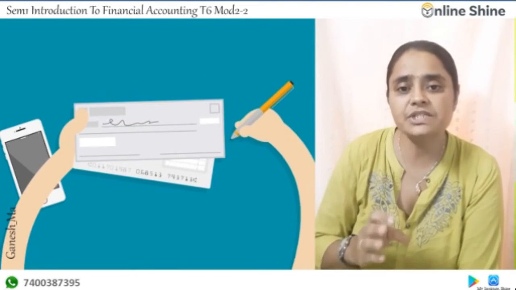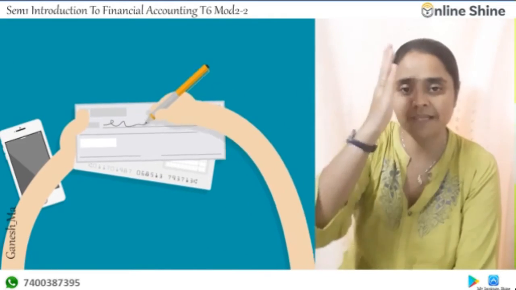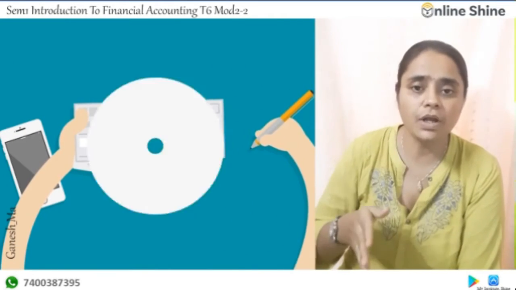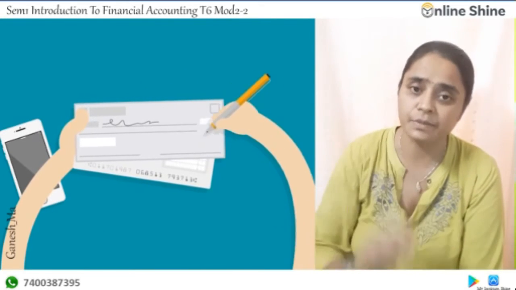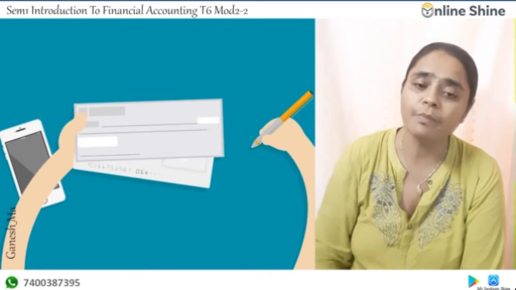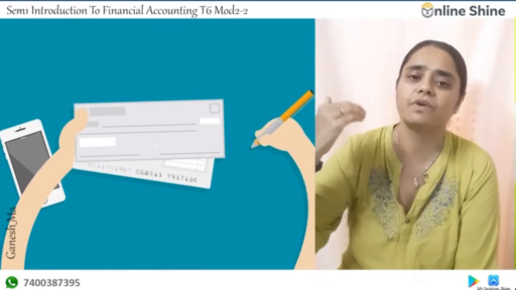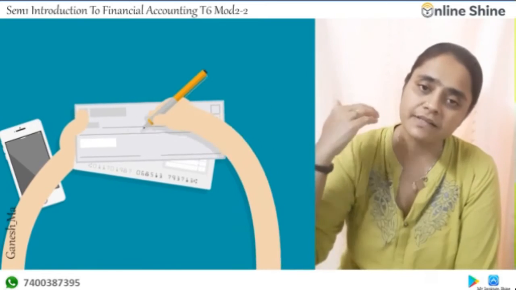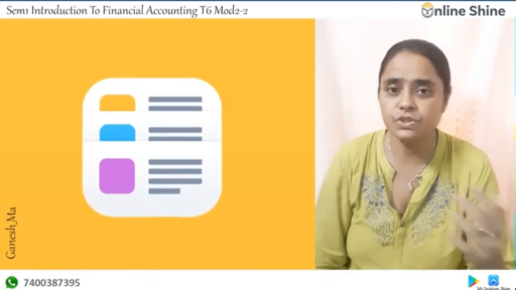So we prepare triple column cash books, that is the cash column, bank column and discount column. We will solve a sum on the triple column cash book also. So whatever the cash transactions, discount transactions and bank transactions there are, all will be recorded in a single cash book only. Understood? Then we'll solve the sum also.